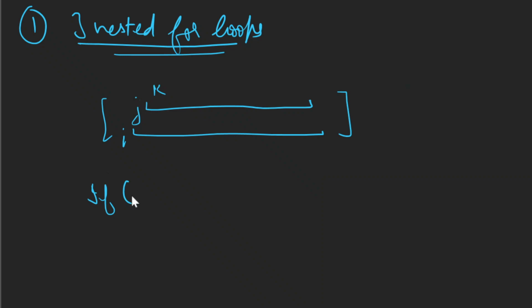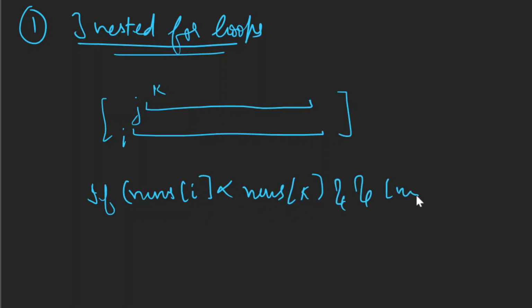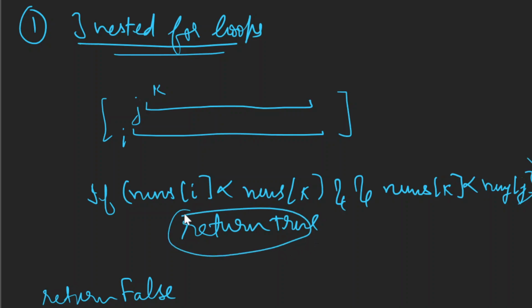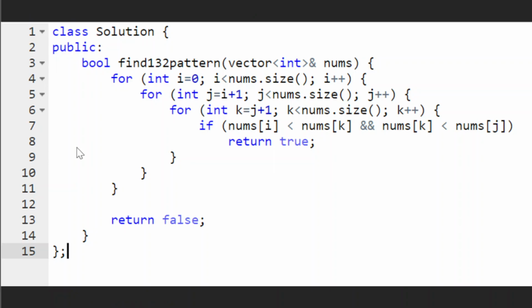that if nums of i is smaller than nums of k, and nums of k is smaller than nums of j. So if this is the case, then we will return true. Otherwise, we are going to get out of the loop, and when all of the iterations are done, we will simply return false. If we have not returned true in our three nested loops, then we are going to return false. Okay, so let's see what the code is.